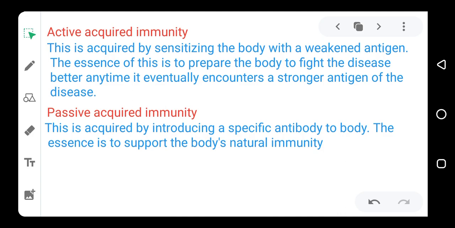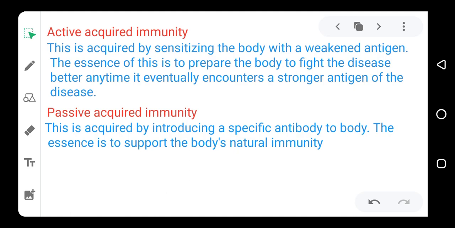So the body wants to know how the enemy looks, so that the next time the enemy is coming, or the one that is strong is coming, the body will be able to prepare and know that any person that looks tall and fair is an enemy because it's coming from this country that we want to fight. So that is what we do in active acquired immunity.